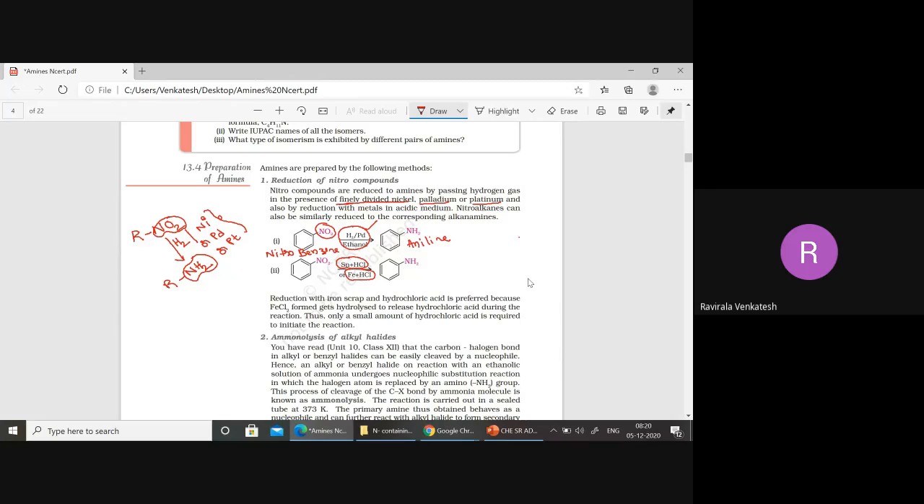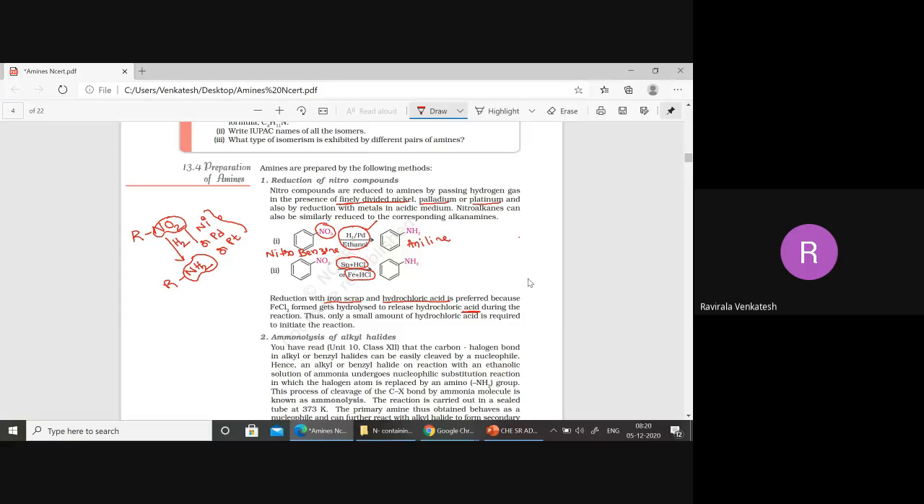Acidic medium, iron scrap in presence of what? Hydrochloric acid. And hydrochloric acid is useful because when FeCl2 forms, it will be hydrolyzed here. Because further reduction should not take place here. So definitely we have to take acid.